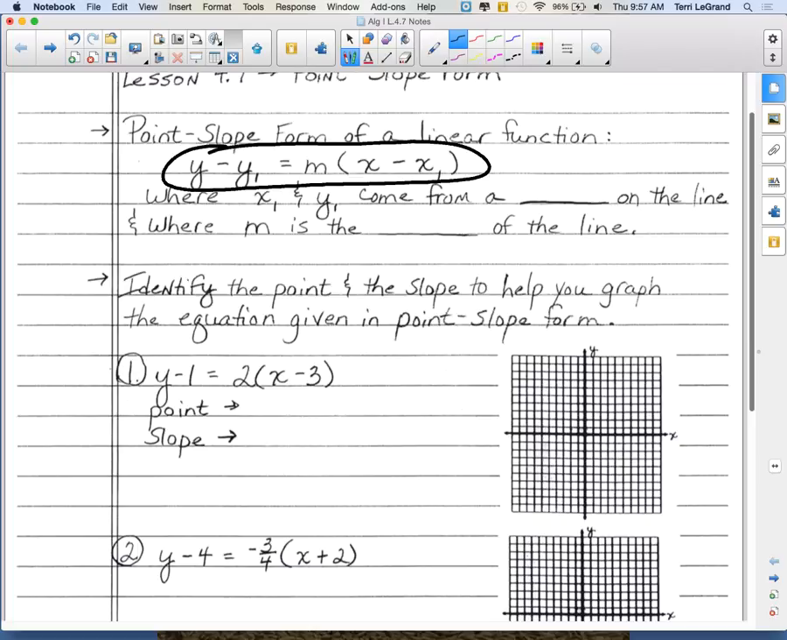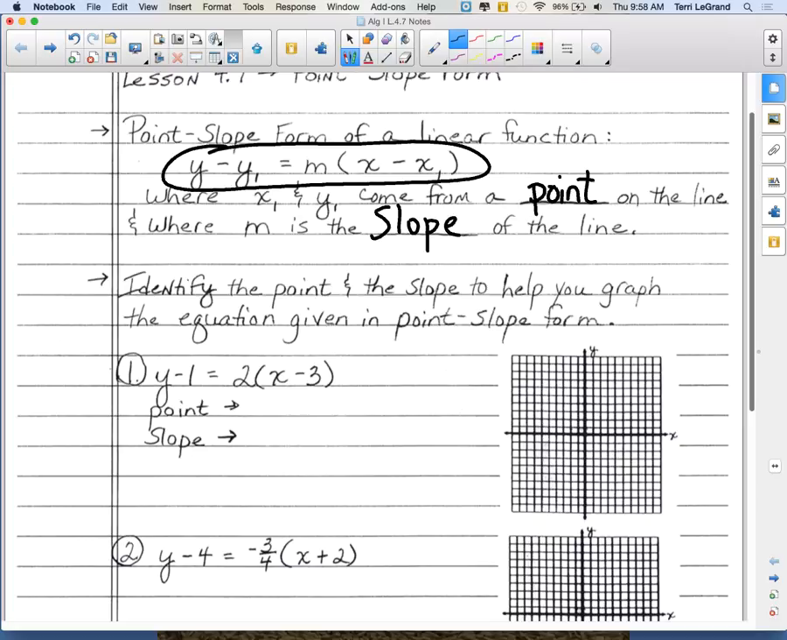It goes like this. y, no subscript, just y minus y sub 1. In other words, we're not going to replace the y. That y sub 1 is a y value from a certain point, equals m. We know what m stands for. Slope, okay. So m is the slope of the line, times, in parentheses, x, notice no subscript on that first x, but it says x minus x sub 1. So the x sub 1 and the y sub 1 come from a point on the line.